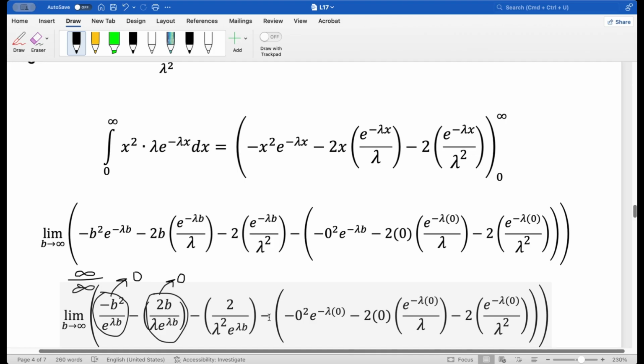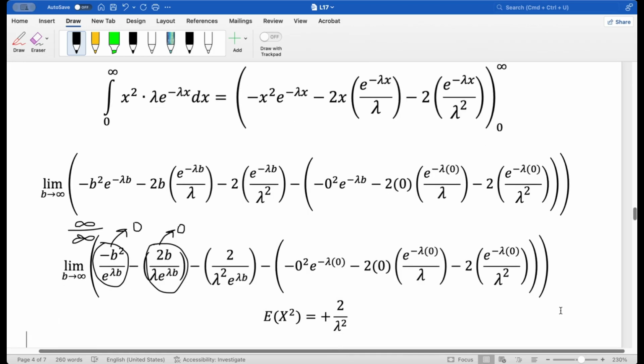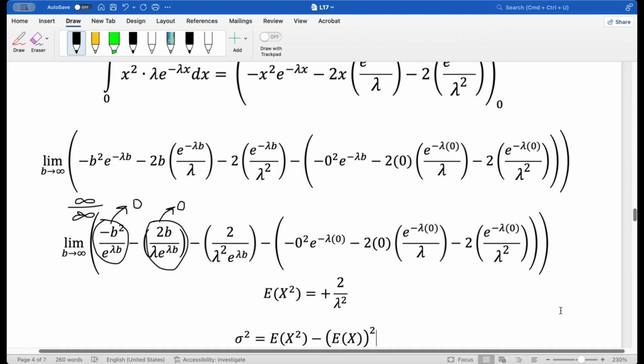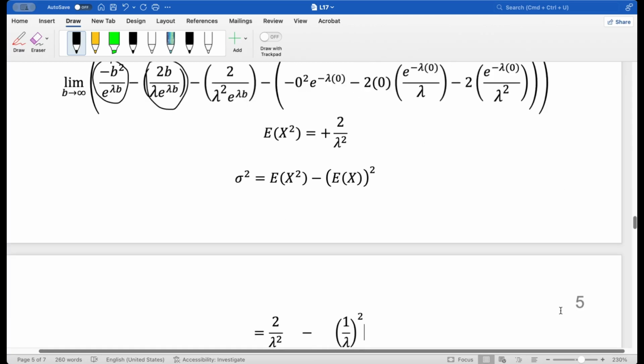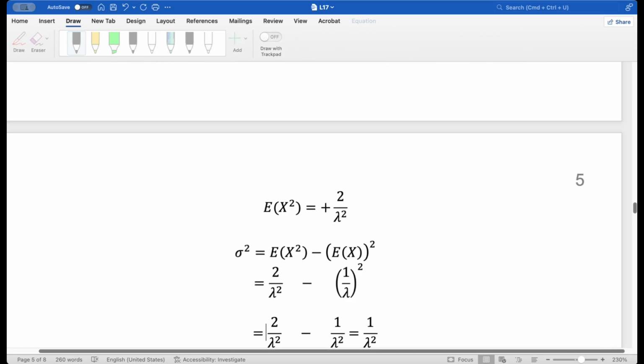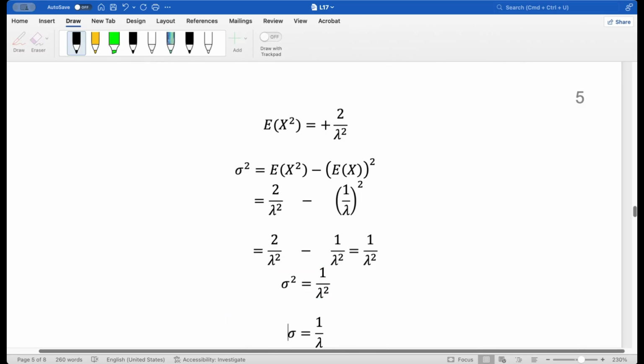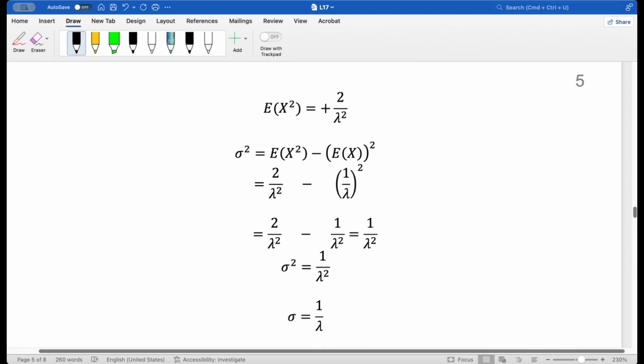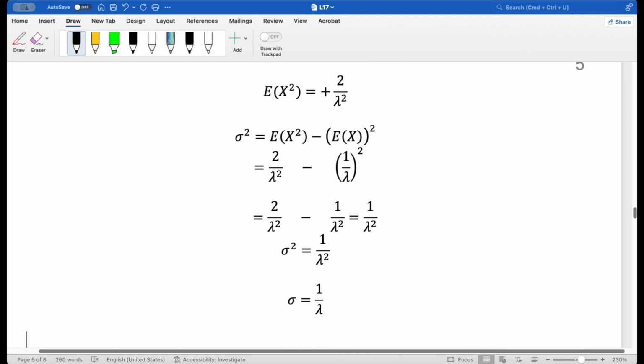We're left with a double negative. We're left with 2 over lambda squared for E of X squared, minus the mean squared, which is 1 over lambda squared. And so subtracting that, we get a variance of 1 over lambda squared and a standard deviation of 1 over lambda.